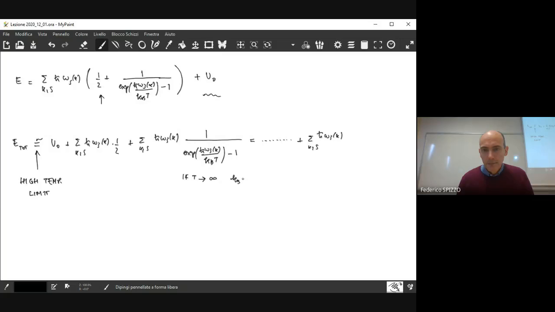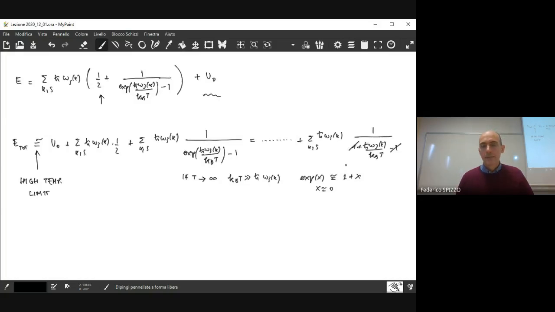That means that kBT is larger and larger with respect to h bar omega s of k. So in this limit, we have a ratio between two quantities, and this ratio is small. So I may write, in place of the exponential, just an approximation. In general, when you have the exponential of something close to zero, it is equal to 1 plus that something. So the exponential of x is close to 1 plus x when x is close to zero. So I multiply by 1 plus h bar omega s of k divided by kBT, minus 1.